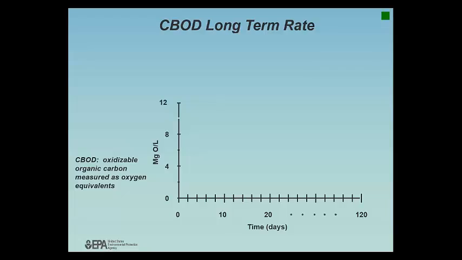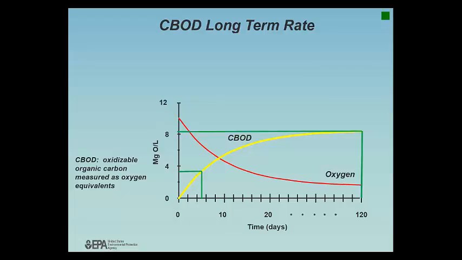If we look at a typical long-term curve, we would have the amount of oxygen that's consumed over this 120 day period, calculated as the oxygen equivalents of the CBOD. Our measurement from the 5-day would give us a value here. But if we play it out for the 120 days, the long-term BOD is substantially higher. So we call this ultimate BOD.